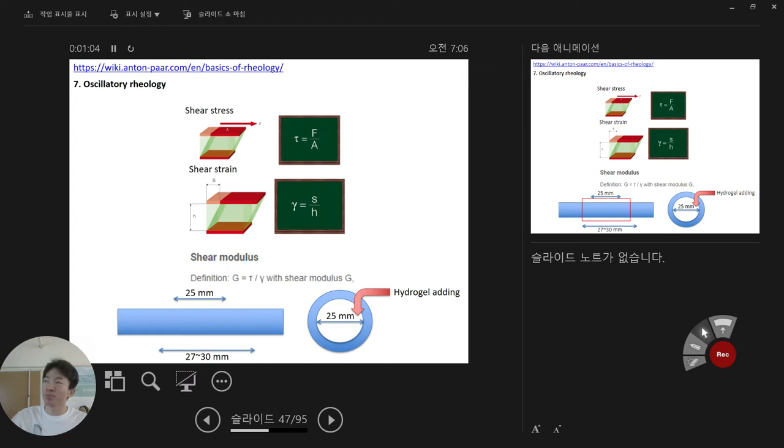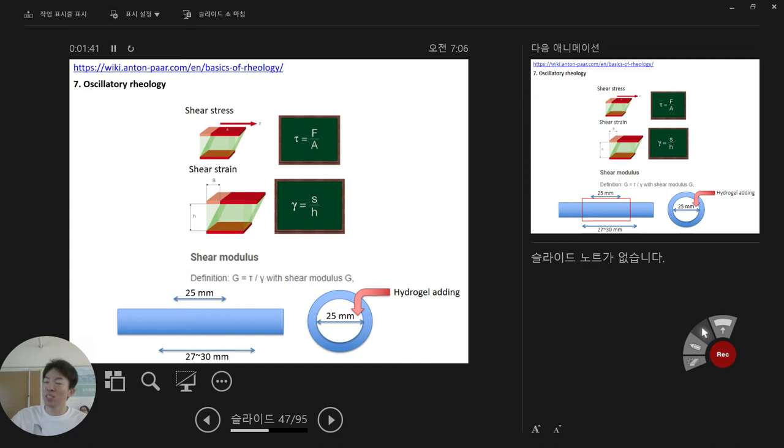And what is the meaning of the shear strain? It's a little bit different from the other things. In the shear strain, we normally consider the height of the hydrogel, and compared to height, how much displacement was made. So this is calculated by deformation divided by height. So 1% shear strain means that, let's say it's 100 millimeter, and only 1 millimeter was deformed, okay, in this way.